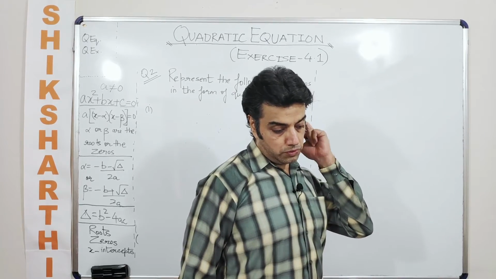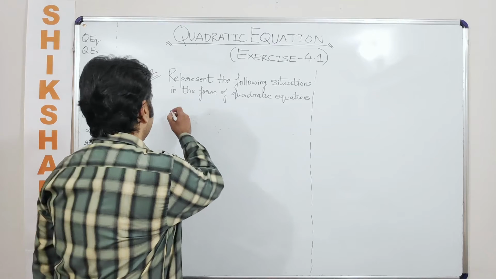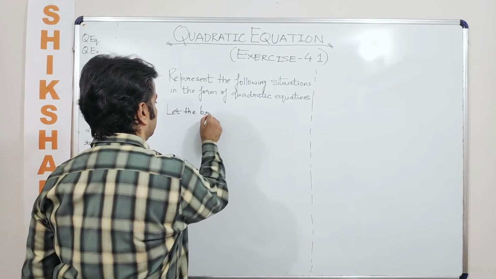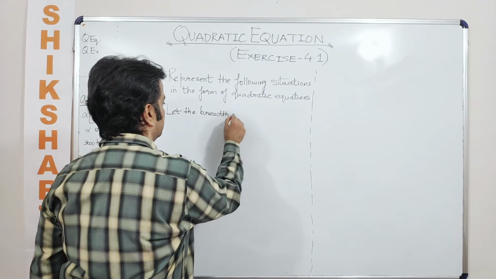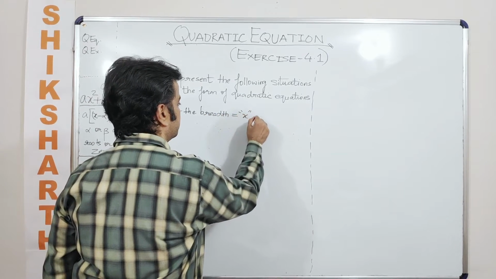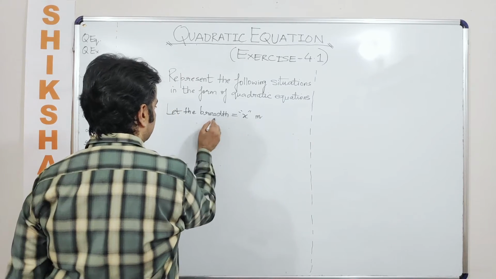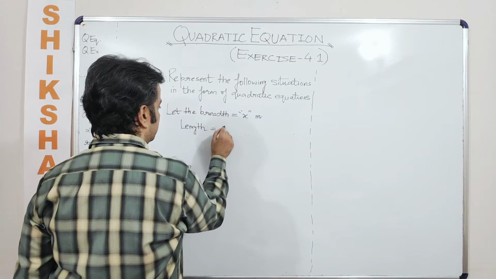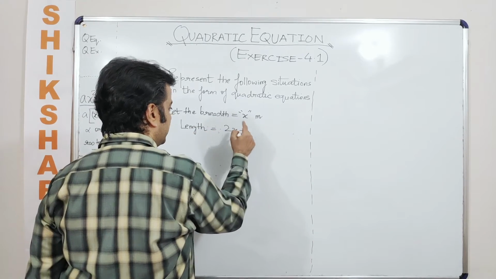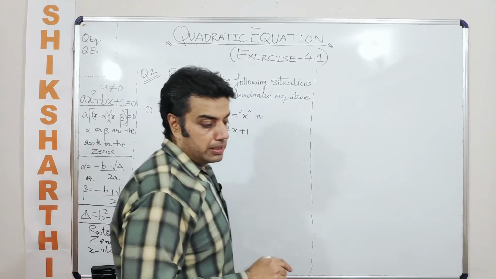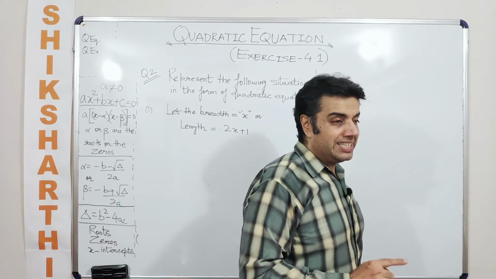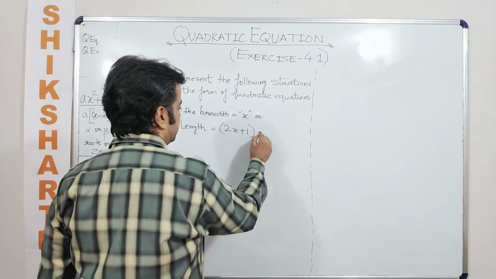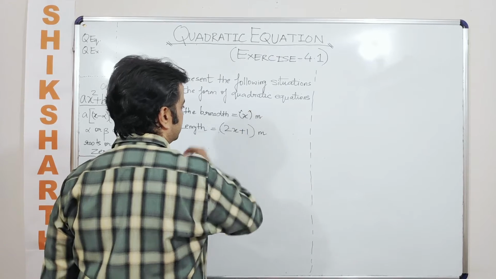Okay. So what will I do? I can say let the breadth be x meters. In that case, the length we know is what? Twice the breadth, which is 2x, and one more than twice. So the length is one more than twice its breadth, which is 2x plus 1 meters. Let's put this also in parenthesis.